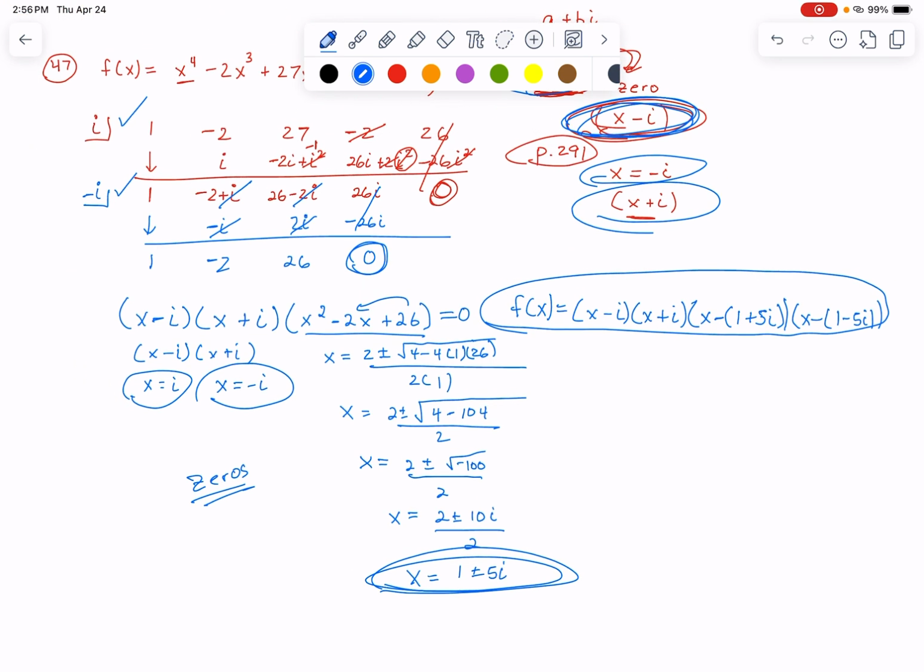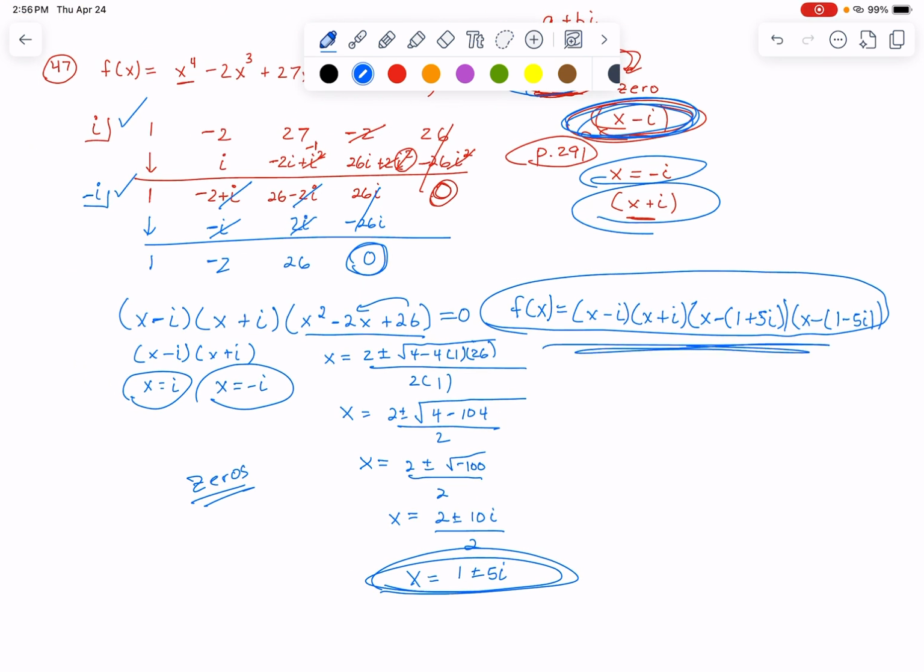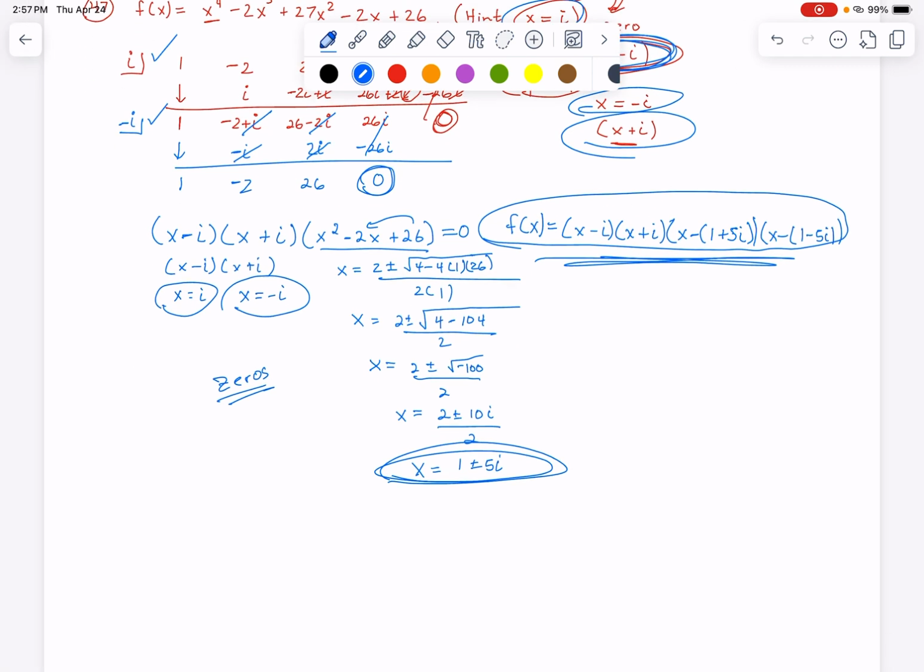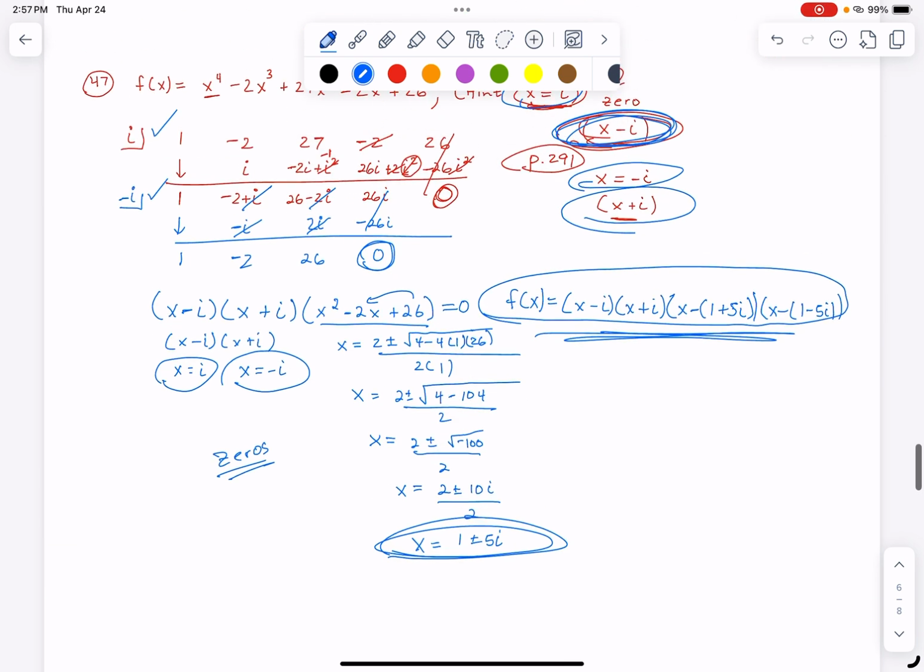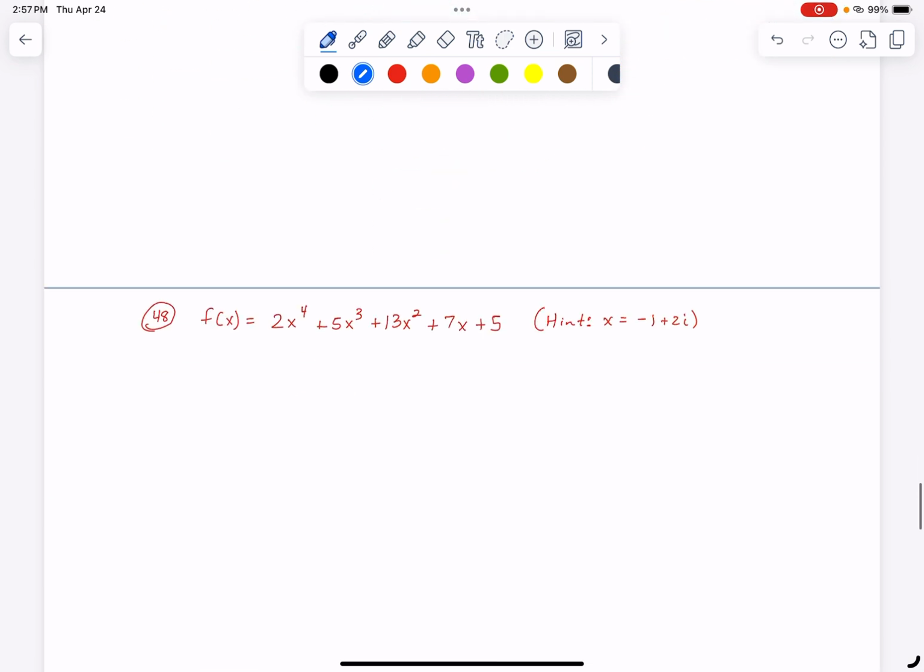Okay, and this right here, that theorem is on page 290, I think. Page 290, the complex factorization theorem, which just says you can multiply them all, including multiplicities. Okay, so that's page 290, the complex factorization theorem.